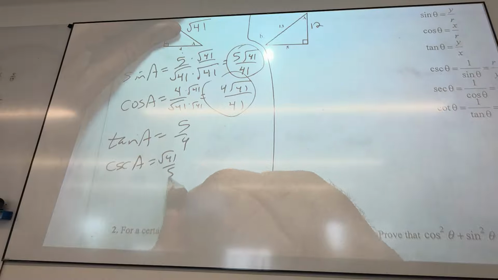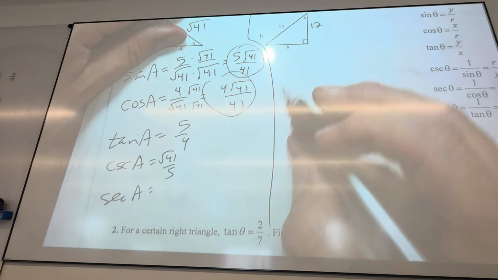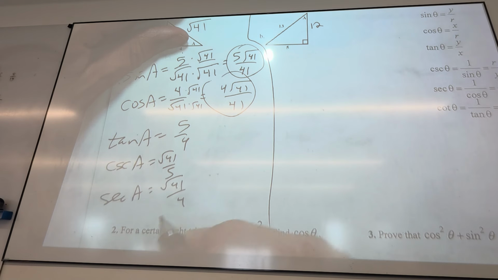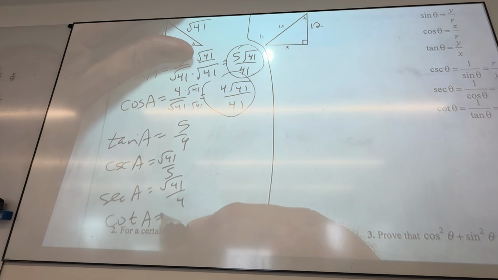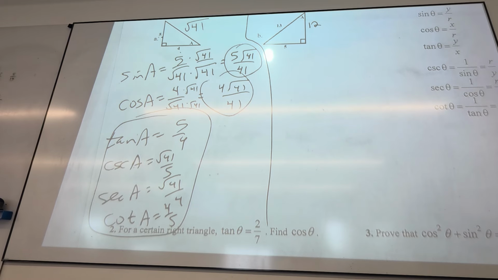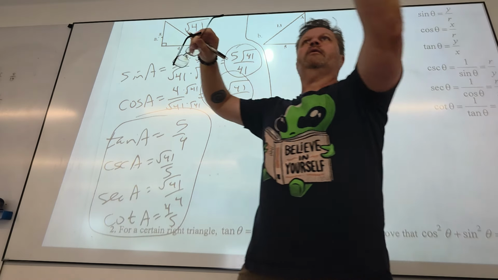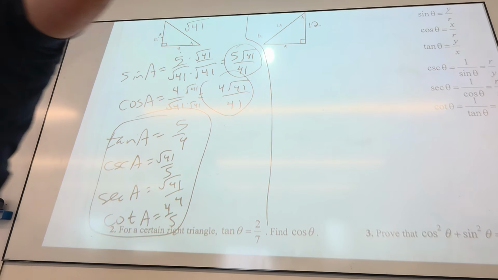Square root of 41 over 5. What's the secant? Square root of 41 over 4. And then what's the cotangent? 4 over 5. Thank you. Yeah. So once you've got the triangle fully defined, all the sides, the 6 trig functions are just making the right ratio.